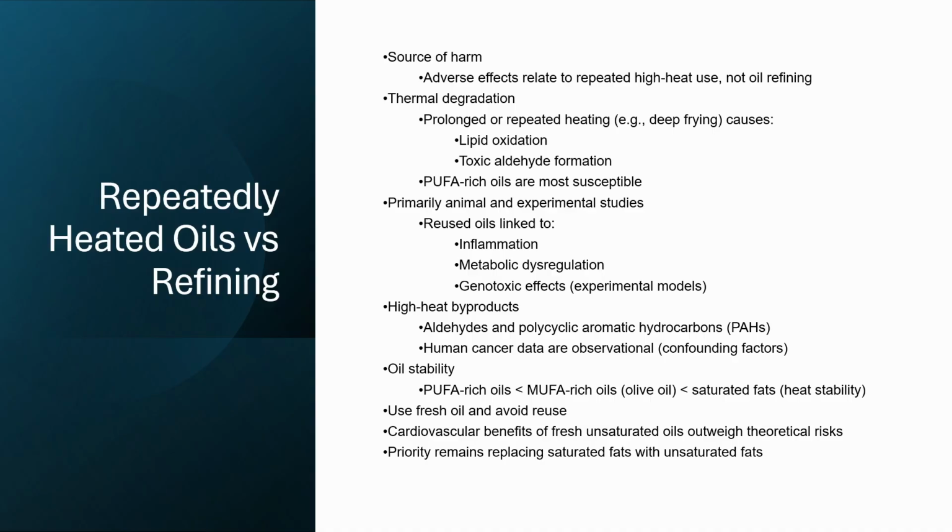Oils higher in polyunsaturated fats, such as soybean, corn, and sunflower, are more susceptible to oxidative degradation during heating than those higher in monounsaturated fats, such as olive oil, or saturated fats like palm oil. This evidence supports using fresh oils for each cooking session and avoiding reuse of frying oils, particularly for PUFA-rich seed oils. However, it's important to note that the robust cardiovascular benefits observed in human studies of fresh refined seed oils discussed earlier far outweigh theoretical concerns, and the priority remains replacing saturated fats with unsaturated fat sources.